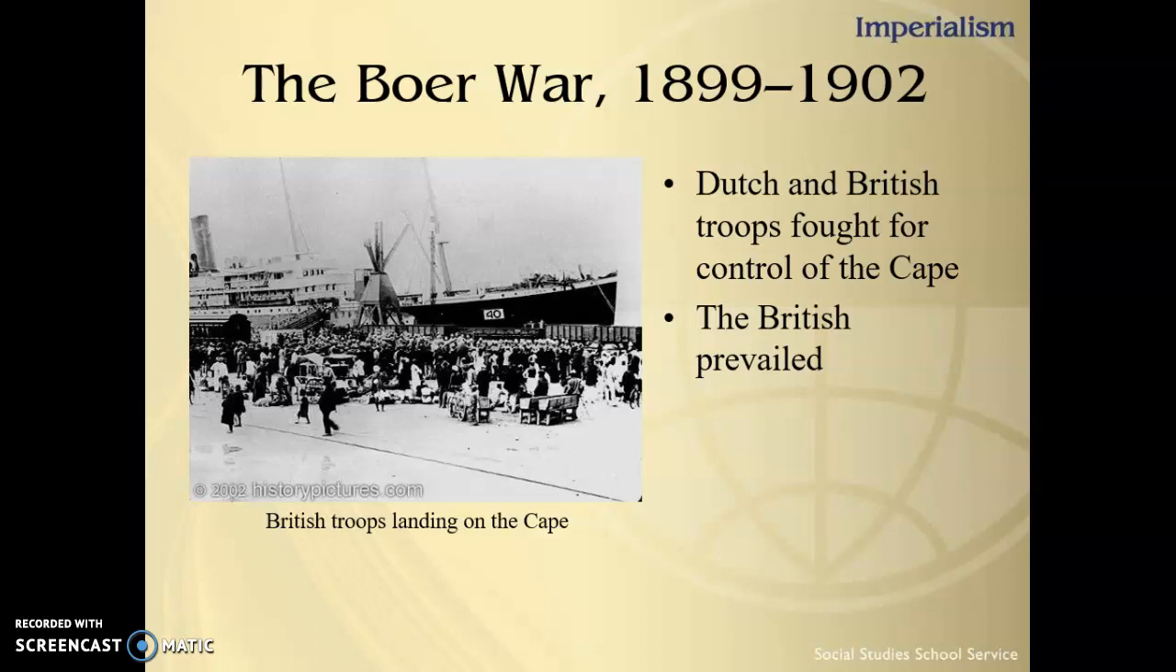going to prevail. The British are going to prevail because of, again, the amount of troops that they could bring in from other parts of their empire, and the weaponry that they had, such as the Maxim machine gun. And what's going to eventually happen by 1910 is the British are going to establish the Union of South Africa, which will exist for some time.